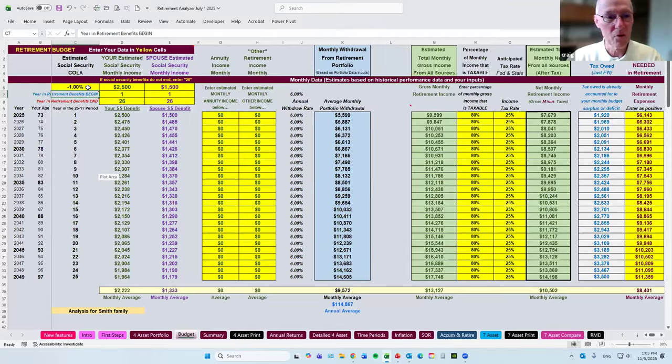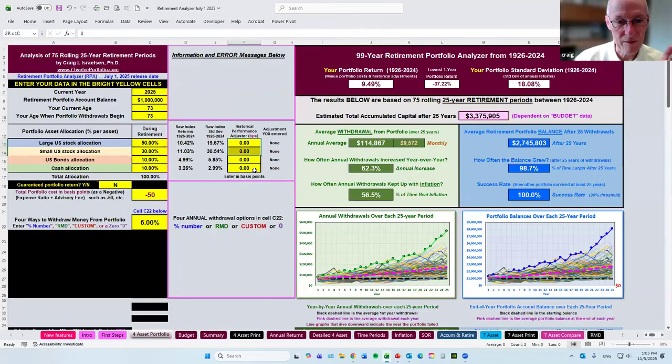Worst case scenario. Your worst case scenario is that Social Security benefits actually start to cave in. Okay, you can game it that way. And then you could go over here. I didn't talk about these yet, but now I will. These are historical performance adjusters.